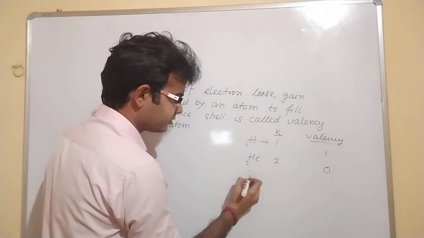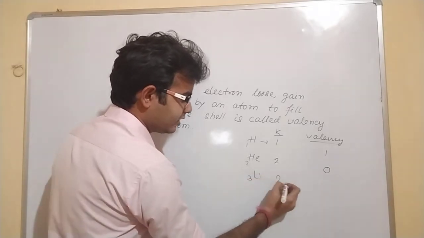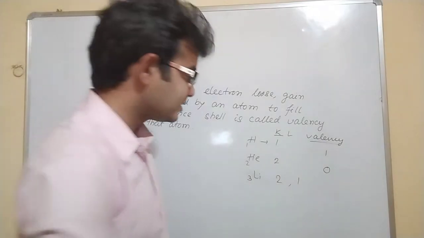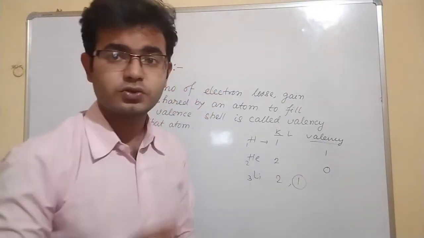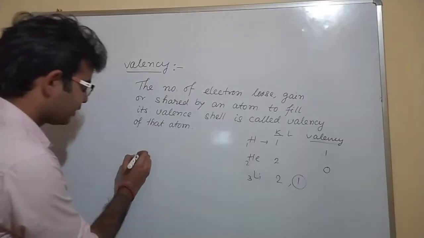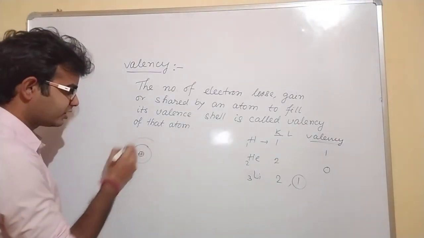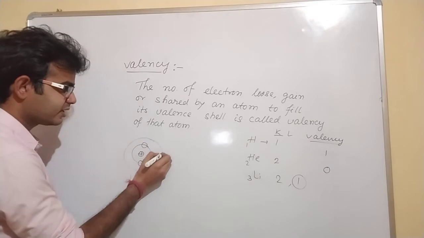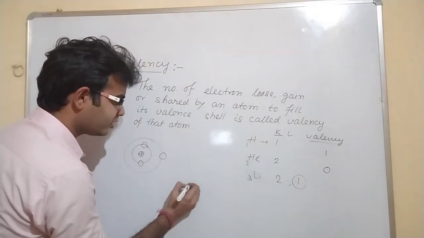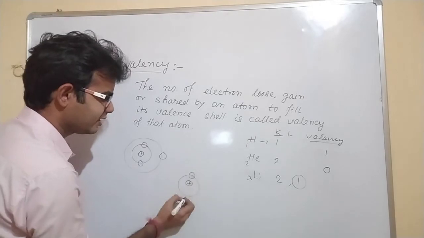Next, the third element, that is lithium. Its electronic configuration is 2, 1. As its valence shell contains 1 electron, it will lose 1 electron to fill its valence shell. In the case of lithium, there are 2 shells. The first shell contains 2 electrons and the second contains 1 electron. So it tries to gain the electronic configuration like its nearest noble gas, helium.